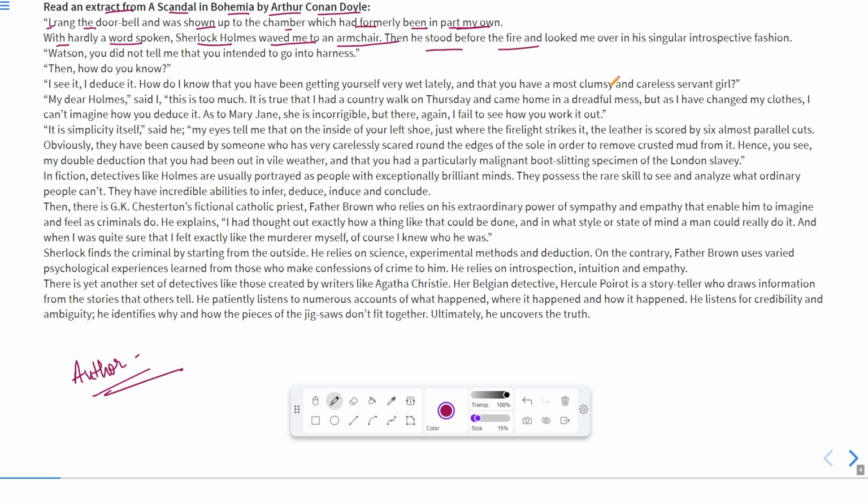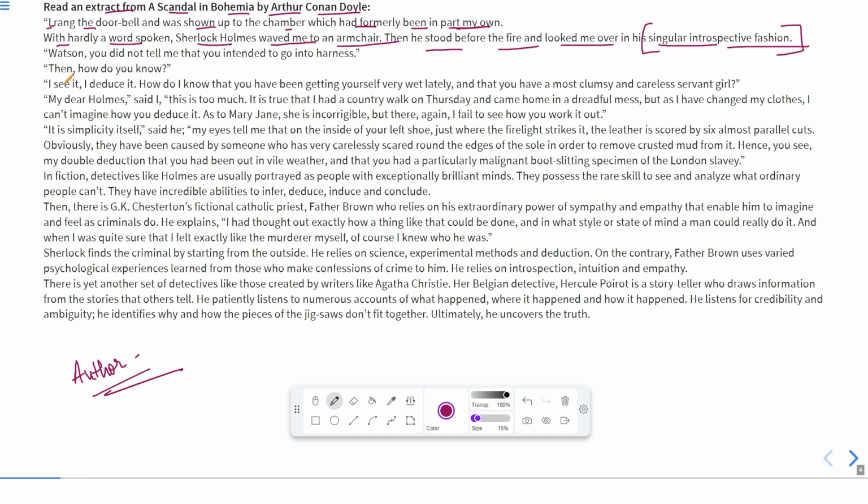Okay, then he stood before the fire. There is a fireplace, so he was standing beside that and looked me over in a singular introspective fashion. Now, the singular introspective fashion is possibly the style of that particular detective to investigate. You know well that each and every officer, each and every investigator, each and every detective may have his own style of investigating the facts. So in his singular introspective fashion means in the singular style which he used to execute on all the people whom he investigates.